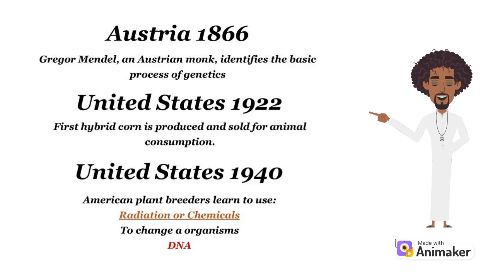United States, 1922. The first hybrid corn is created, and sold, for animal consumption. United States, 1940. American plant breeders learn to use radiation and chemicals to change the DNA of organisms.